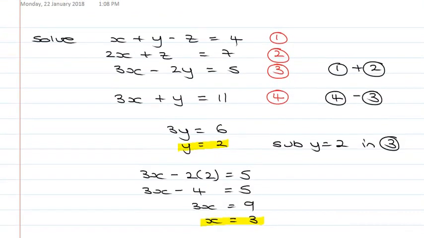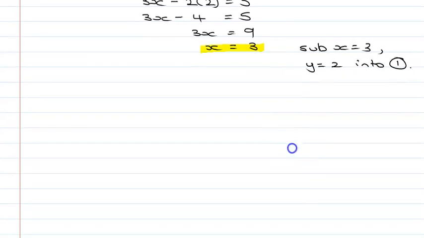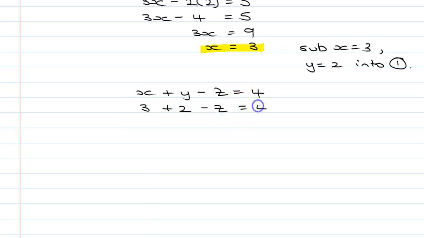Now, let's go back up. If we look, equation 1 is in terms of x, y, and z. So I'm going to sub in x and y, and then I can find z. So I'm going to sub x equals 3 and y equals 2 into equation 1. Let's write down what equation 1 was first. It was x plus y minus z equals 4. So x is 3, y is 2, minus z, obviously we're trying to find that out, equals 4. So 5 minus z equals 4.